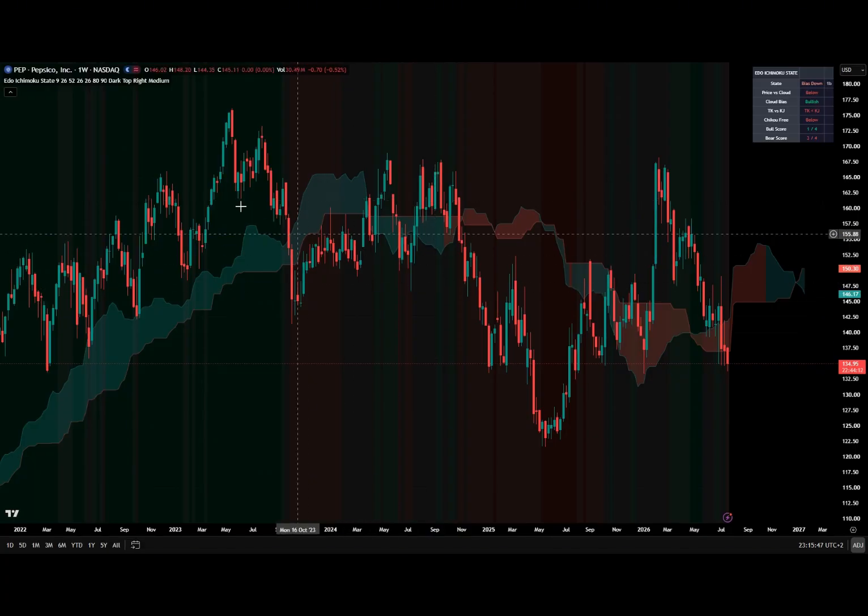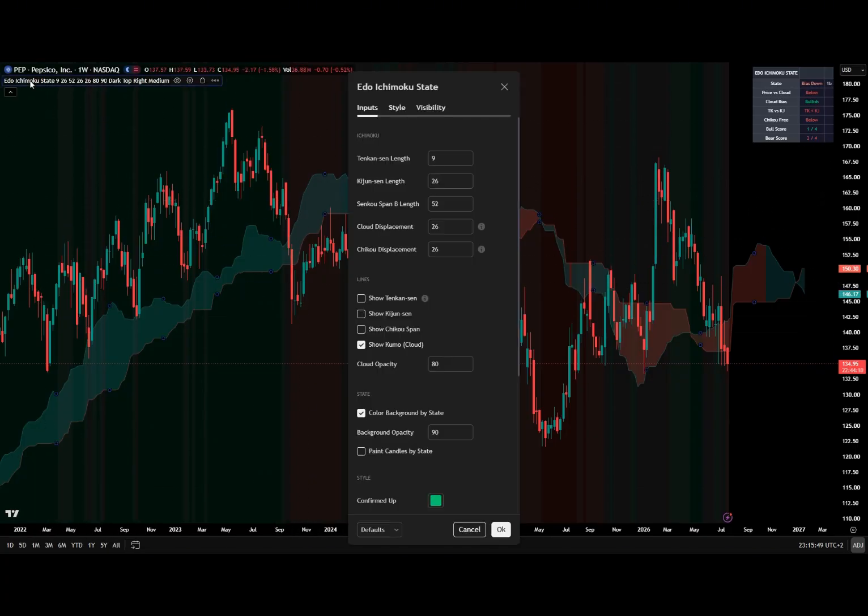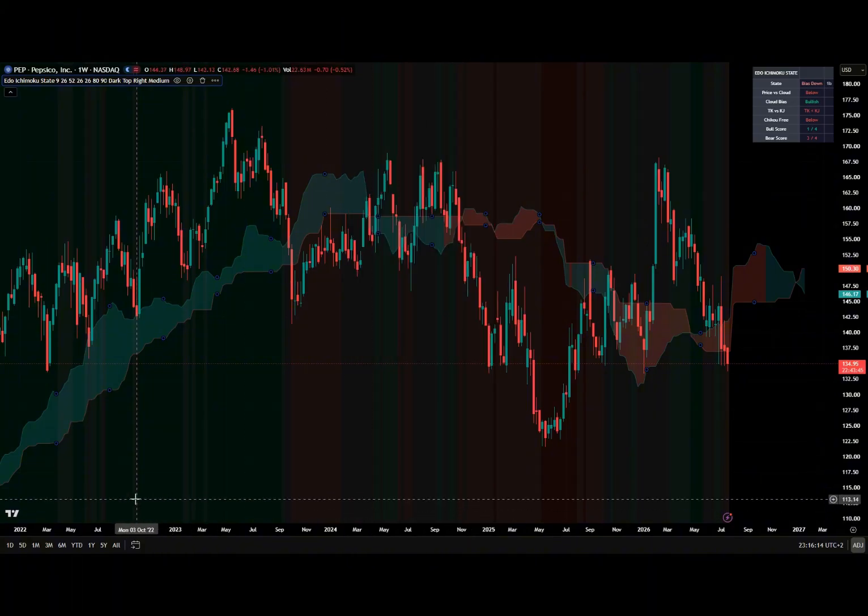Back in the settings, the rest is presentation. You can turn the state background on or off, set its opacity, or paint the candles by state instead. Each of the 5 states has its own color, so you can match them to your own scheme. The cloud can be shown or hidden and its opacity set, and the panel has its corner, size and theme. On Pepsi Weekly the defaults are a good place to start.